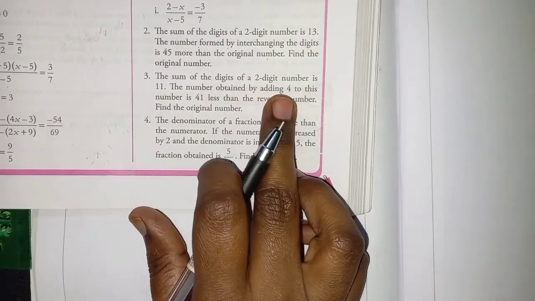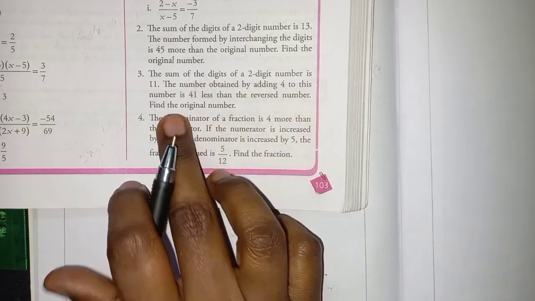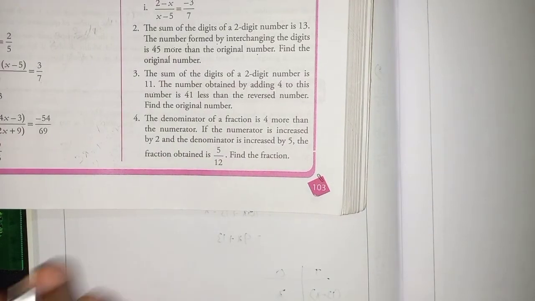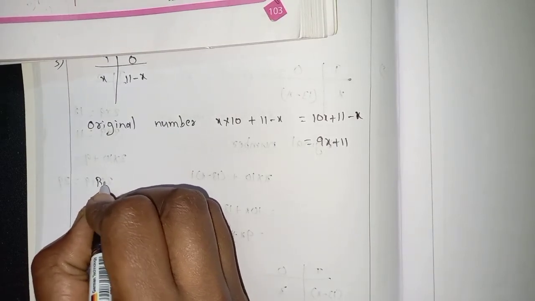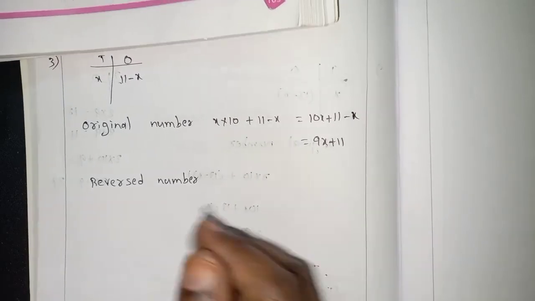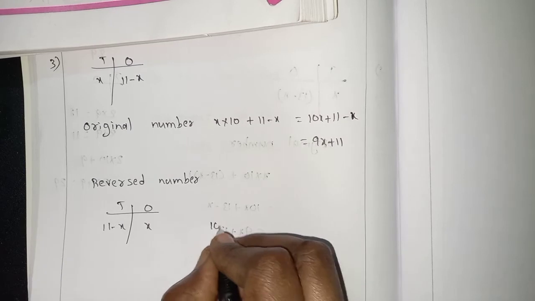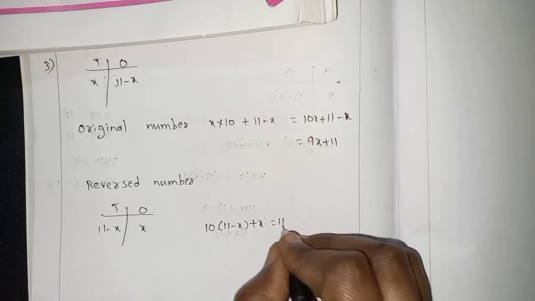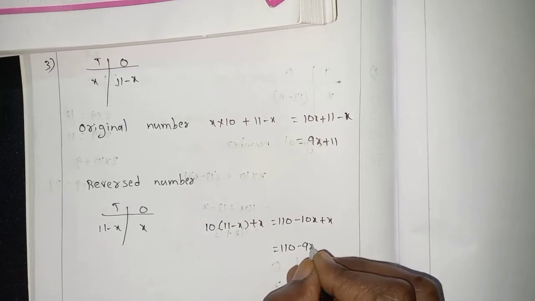The number obtained by adding 4 to this number is 41 less than the reversed number. Now, first write the reversed number. Reversed number: 11 minus x, x. 10 into 11 minus x plus x. 10 into 11 is 110 minus 10x plus x. It will be 110 minus 9x.